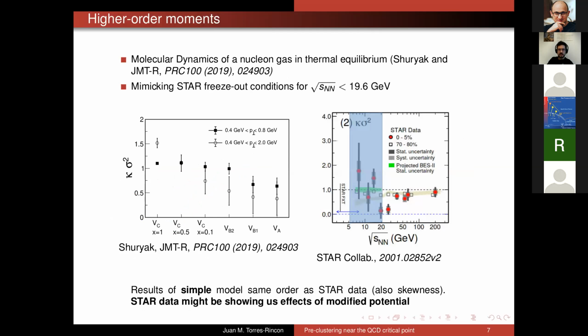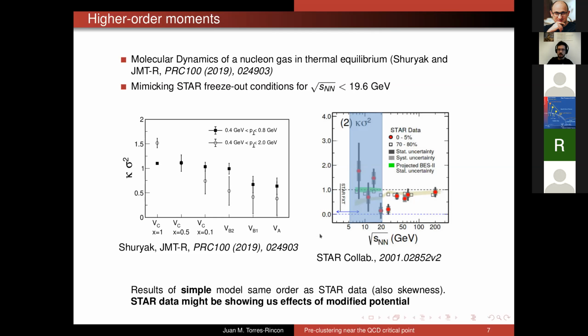So we explored this in a simple model. We did some classical molecular dynamics of a gas of nucleons interacting through this particular pairwise potential. We consider the system in thermal equilibrium, and the conditions were motivated by STAR measurements of freeze-out. Because we are looking at the dynamics of a gas of nucleons and not anti-nucleons, we were looking at conditions at low energies, below the 19.6 GeV collision energy. So more or less this part here, because we don't have dynamics of antibaryons, as I said.